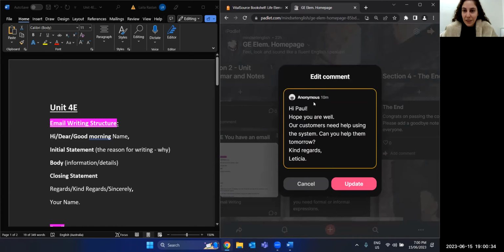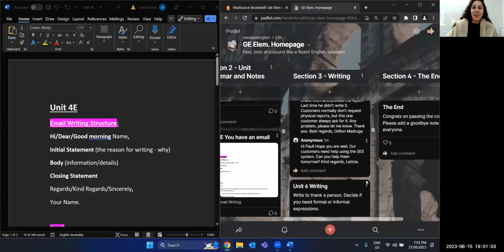Okay, hi, Paul. So this looks like an email. Hope you are well. Good. Our customers need help using the computer system or you can make the name up, the SES system. Maybe that's the name of a particular system. Can you help them tomorrow? Yes, because not just one person. Can you help them tomorrow? Kind regards, Letizia. Good email. Okay, so I hope that you've learned the difference between writing an email and writing a normal message or text message.